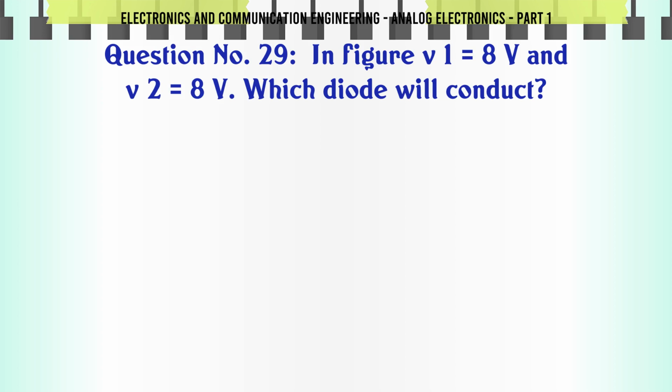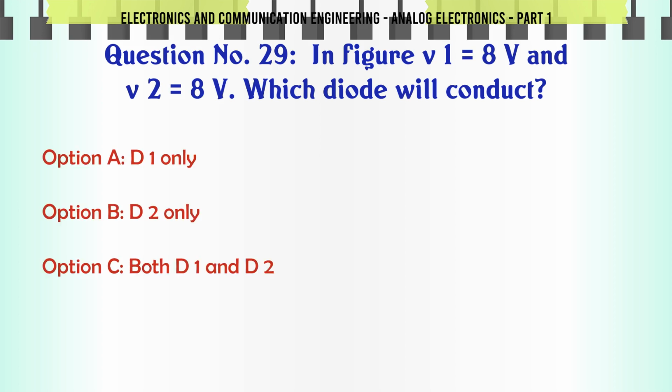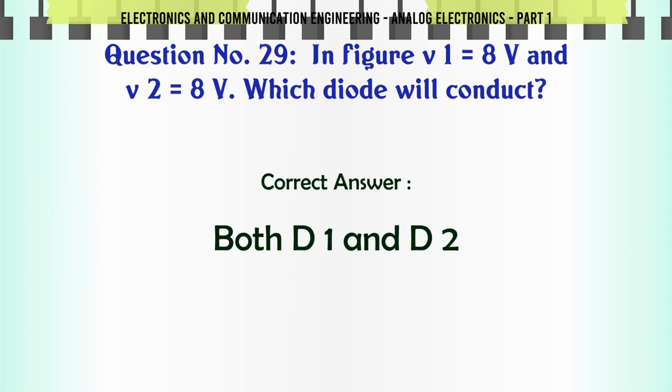In the figure, V1 is 8 V and V2 is 8 V. Which diode will conduct? A. D1 only, B. D2 only, C. both D1 and D2, D. neither D1 nor D2. The correct answer is both D1 and D2.